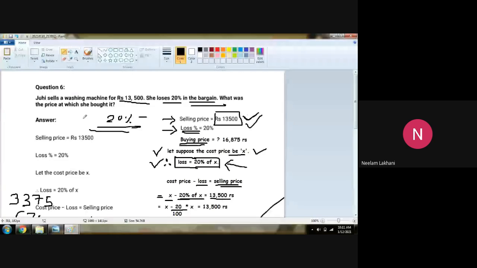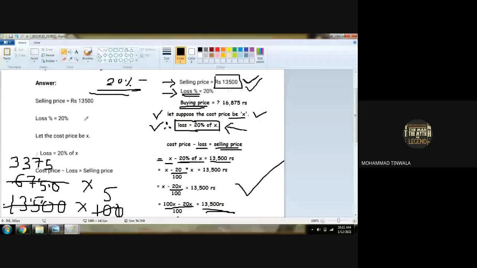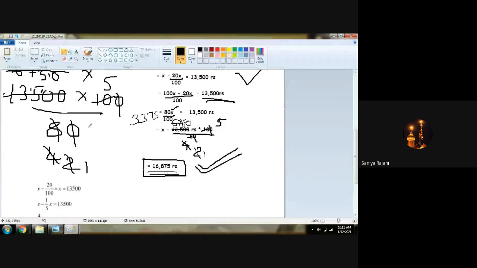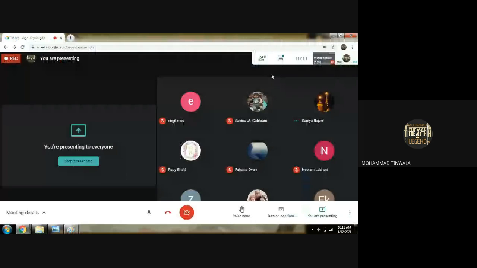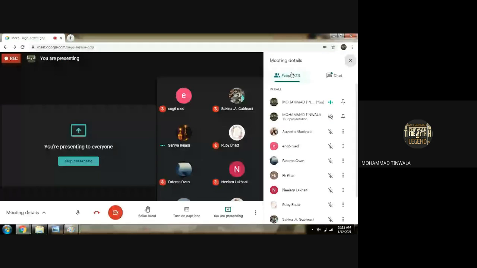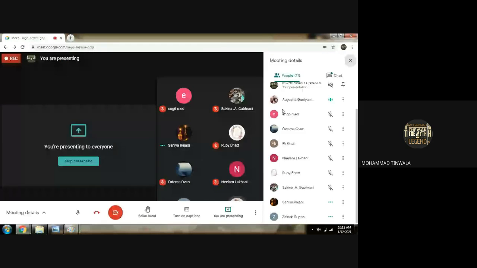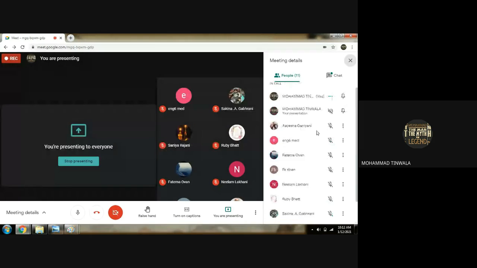Yes, sir. Okay, only one girl understood? Yes. Okay, 2 girls. Then how many girls are present here? 8 girls are present here. Yeah, what about the other 7? Sleeping in the class. Zainab Rupani, Sania Razani, Sakina Gabrani, Neelam Lakhani, Fatima Owen, Aisha Ganyani.